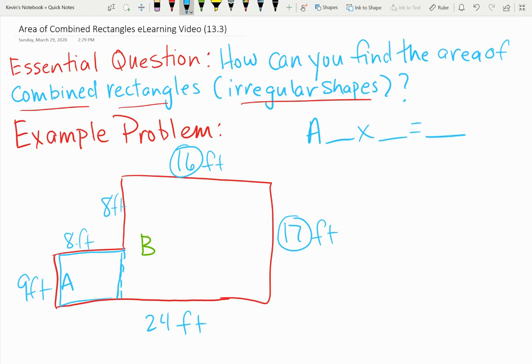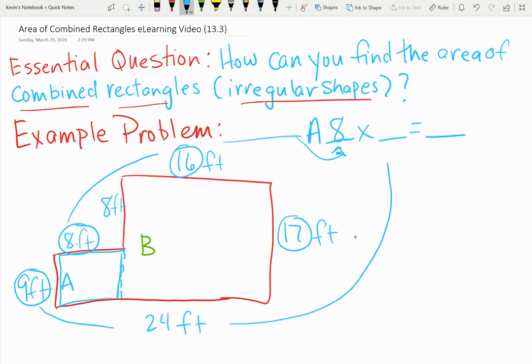So again, we know it's length times width or base times height. So our length here is 8 feet. So we just bring this on over, 8 feet. And then we know our width or our height is 9 feet. We'll just bring this one on over to 9 feet. So we know 8 times 9 is 72, 72 feet. Okay. Go ahead and get rid of these guys.